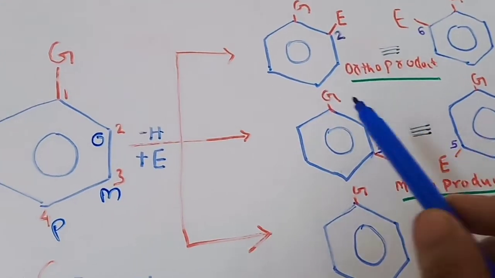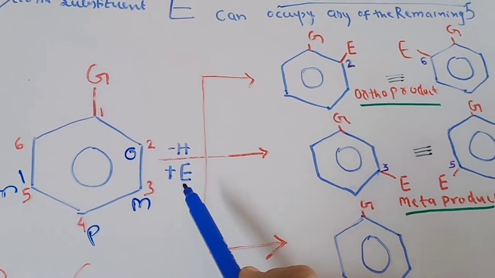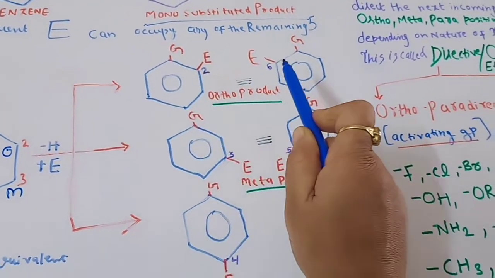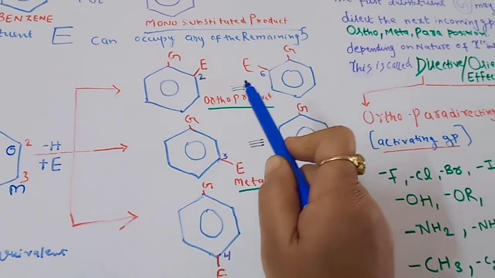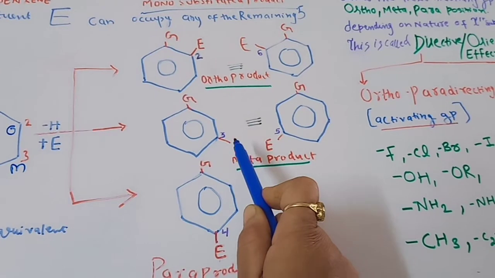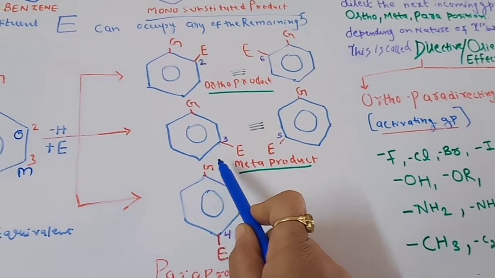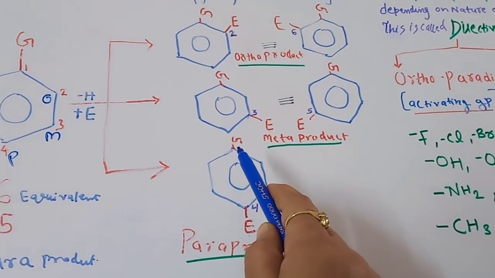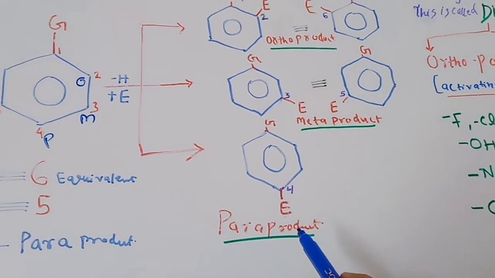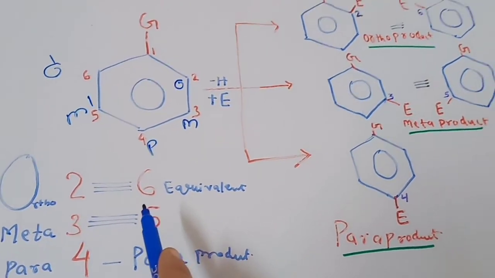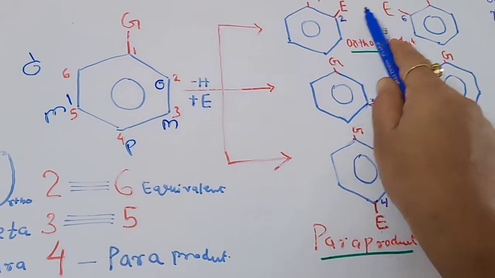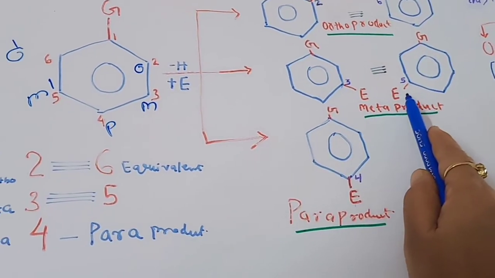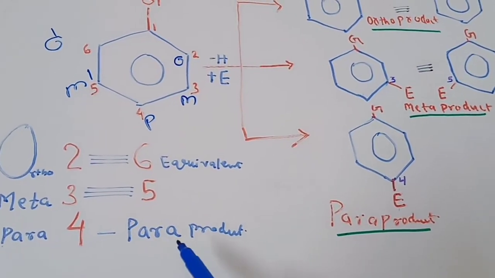Now let us see, if a second substituent E is coming, it can occupy either the 2nd or the 6th position. If it occupies the 2 and 6 position, it is termed as the ortho product. If the second substituent E occupies the 3rd and the 5th positions, it is termed as the meta product. And if the E occupies the 4th position with respect to the first group, it is termed as our para product. Now we can say that 2 and 6 positions are equivalent, ortho and ortho dash. So these are ortho positions. 3rd and 5th positions are equivalent. These are meta product. And the 4th position is termed as the para product.